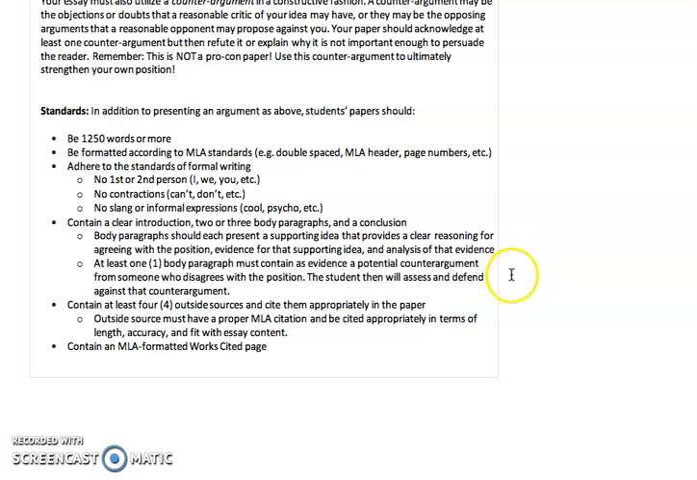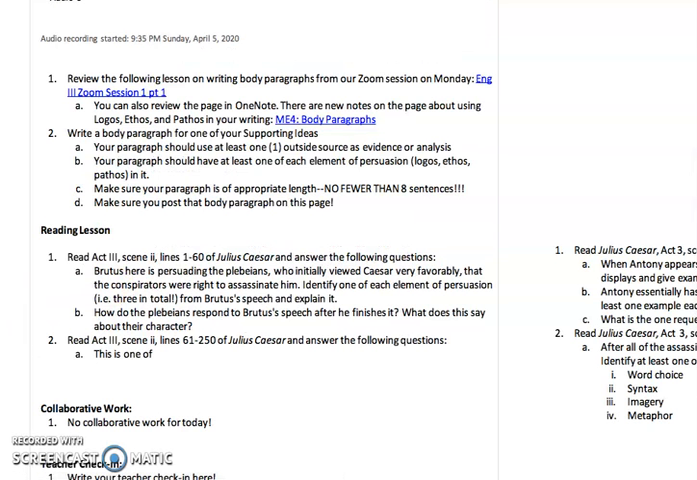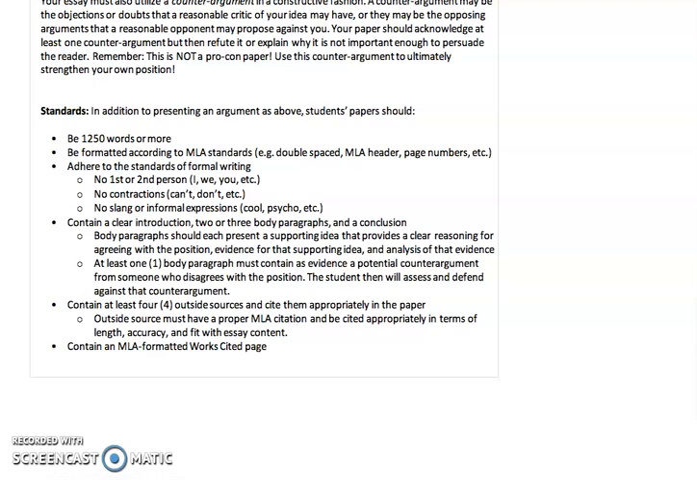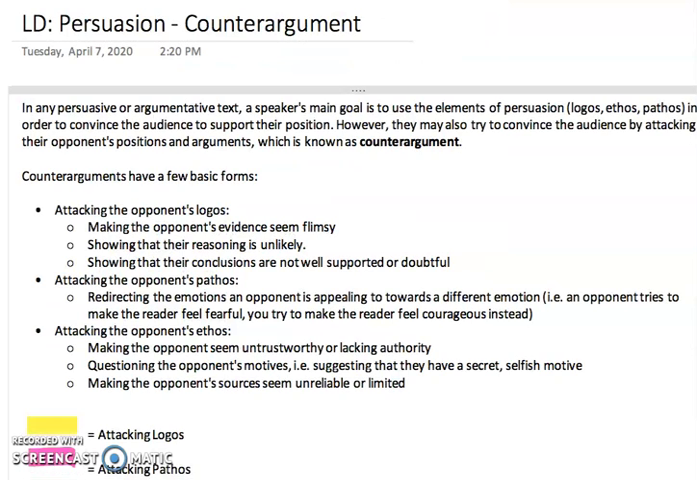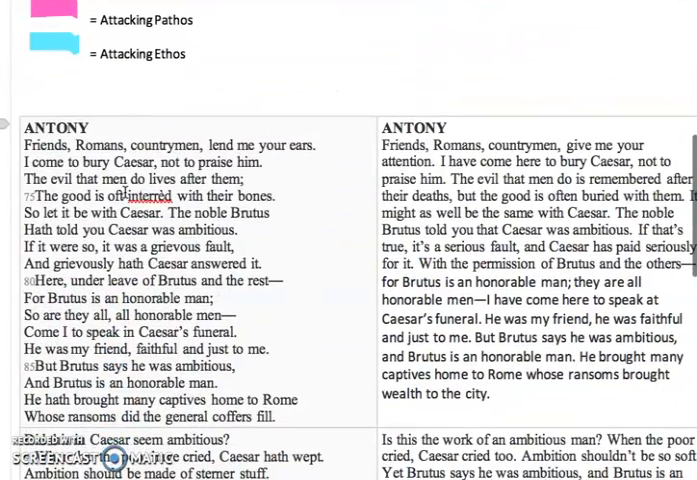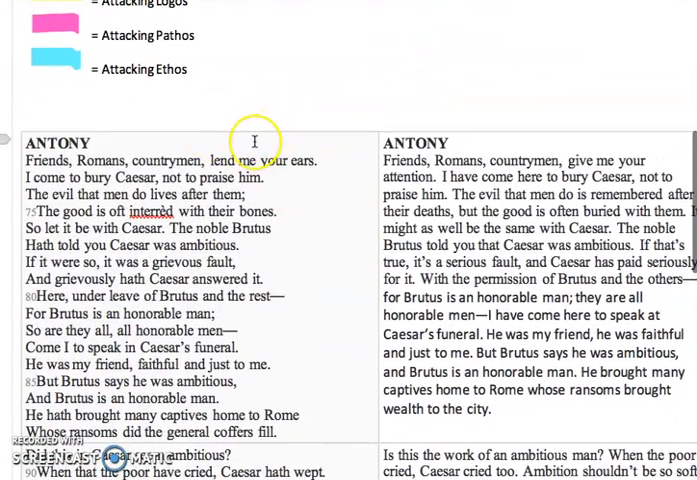So you would be thinking in your own paper, what's a common objection to my position someone might make, and how am I going to be able to turn that around using this sort of counter-argument method right here? How could I potentially attack their logos or their ethos or their pathos? Now, we're also going to get to see this here in some of the Julius Caesar text.